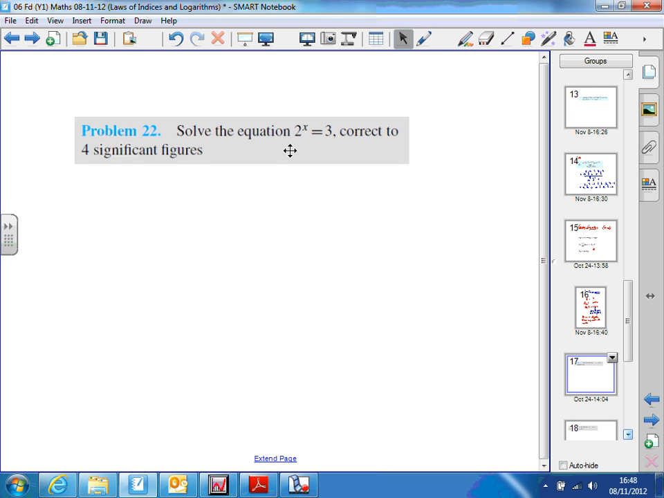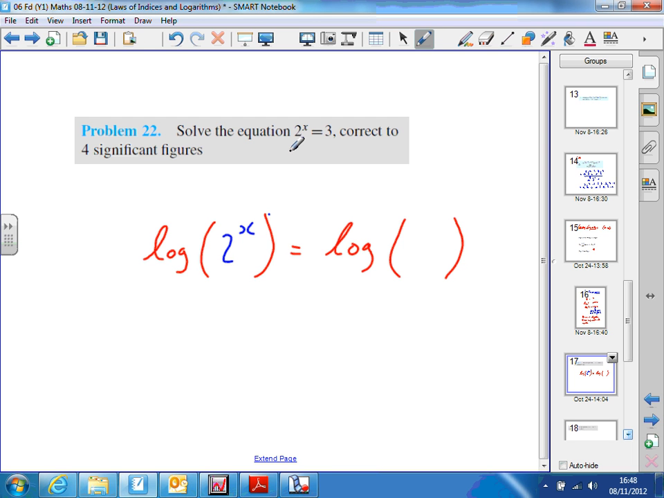It's an equation. So what I do is, whatever I do to one side of the equation, so long as I do the same to the other side of the equation, I've not changed anything. So what I do is, I take my 2 to the x and find the logarithm of it. Logarithm of 2 to the x equals the logarithm of 3.